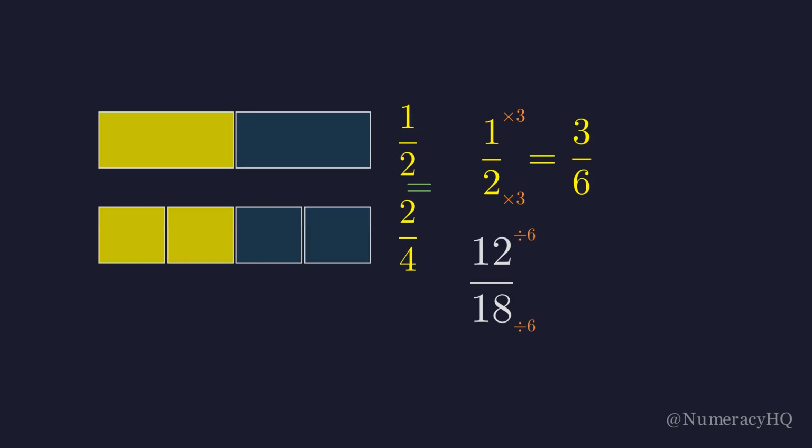Simplifying works in the opposite direction. We divide. Look at 12 over 18. The highest common factor of 12 and 18 is 6. 12 divided by 6 is 2. 18 divided by 6 is 3. 12 over 18 simplifies to 2/3. 2/3 is the simplest form. There's no number other than one that divides evenly into both 2 and 3. Always check your answer is fully simplified.